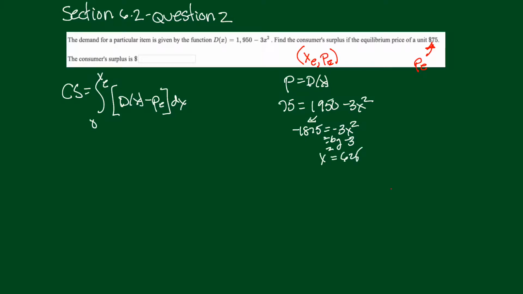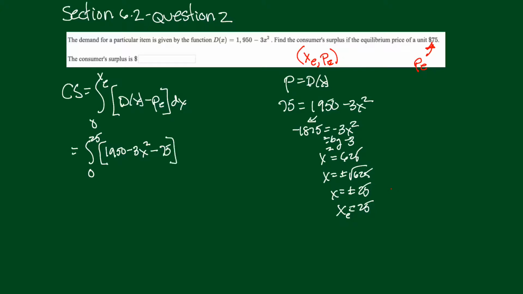And if we take square roots, x is going to be plus or minus the square root of 625. So x is plus or minus 25. Again, we don't need the negative because x is the number of units of something produced. So x is 25. And that's really our x sub e, right? So now we've got what we need. Let's go back over here on the left and substitute in. So we're going to go from 0 to 25 of d, which is 1950 minus 3x squared, minus p, but p is 75, dx.